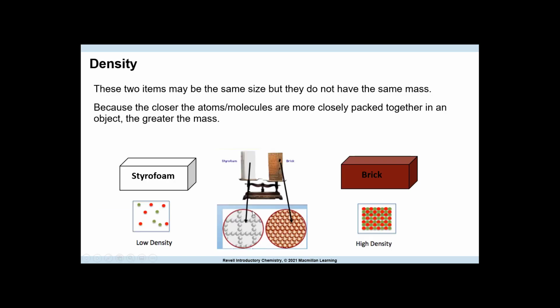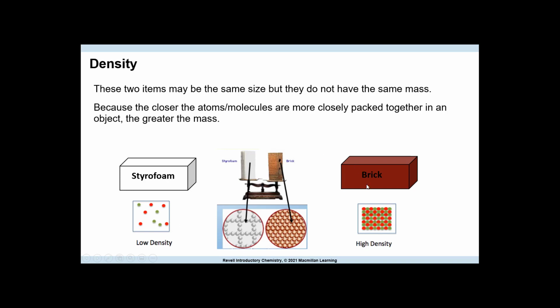So here are two items. They are the same size, but they don't have the same mass. Because the closer the atoms or molecules are packed together, that's going to have a greater mass. So we can have the same size of a brick and the same size of a styrofoam. But when you look at how the molecules are, this one has a lot of air that can go through it. It's very low density. Think of this as an elevator. One is very sparse and the other one's very packed.